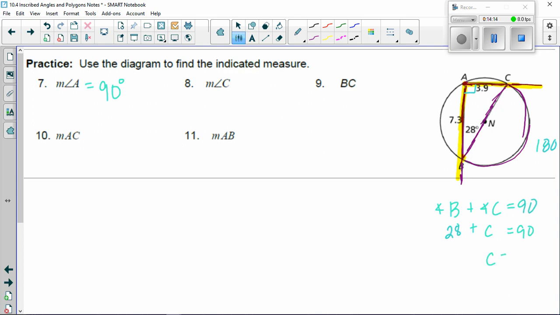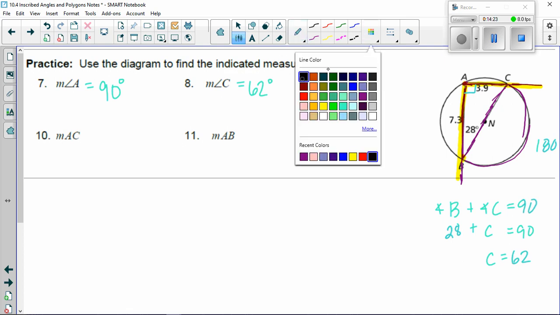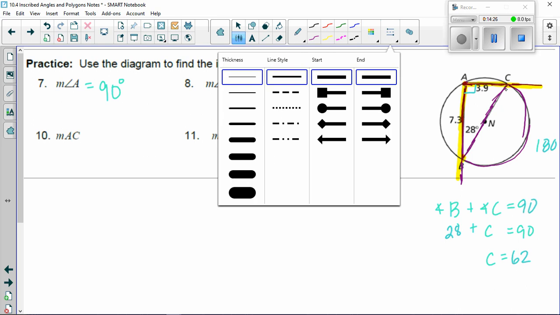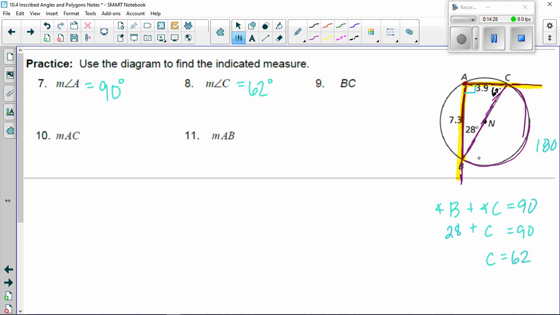So angle C is 62 degrees. So I'm going to go up here. Make sure this is 90. So this is 62 degrees. But that means this is a right triangle also.